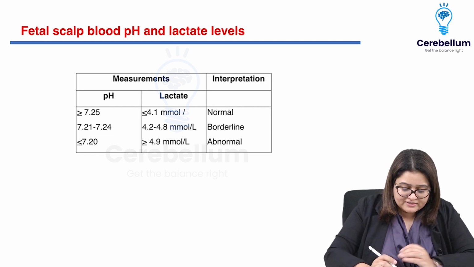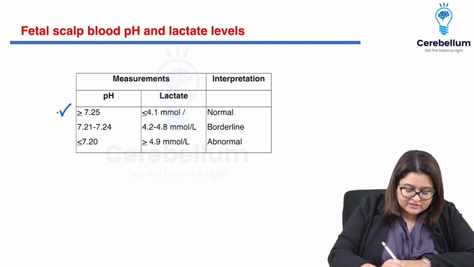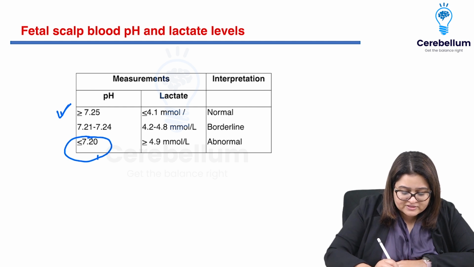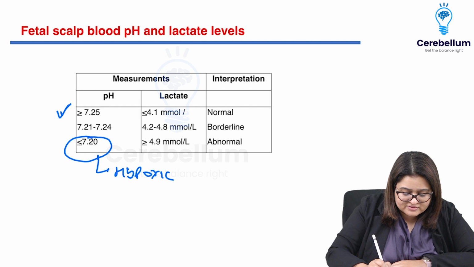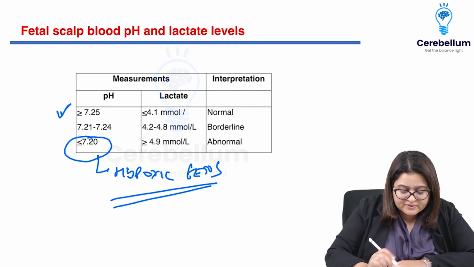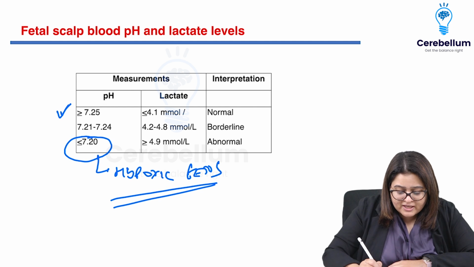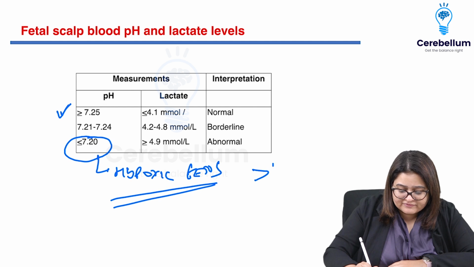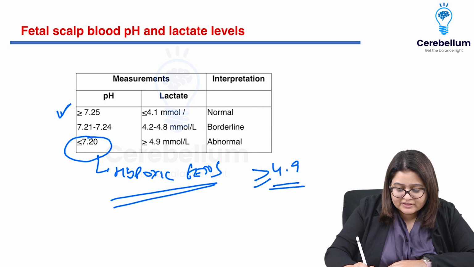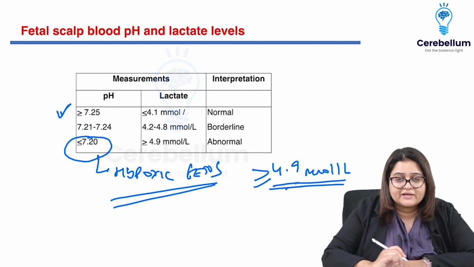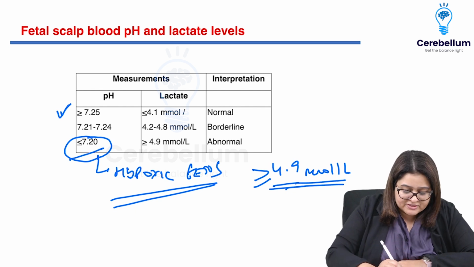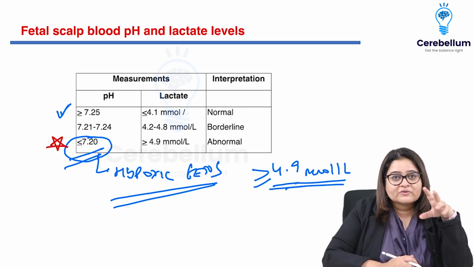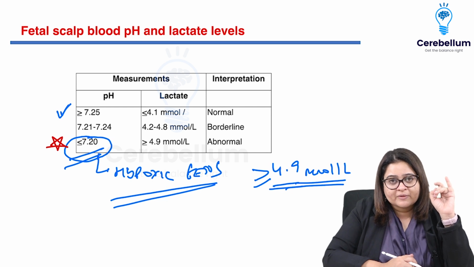What you need to know is that the normal fetal pH should be more than 7.25. If the pH is less than 7.2, it is a hypoxic fetus, or if the lactate levels are more than or equal to 4.9 millimoles per liter, this is also a sign of a hypoxic fetus. The pH is very important to remember. You should know this value. A value of less than or equal to 7.2 is indicative of a hypoxic fetus.